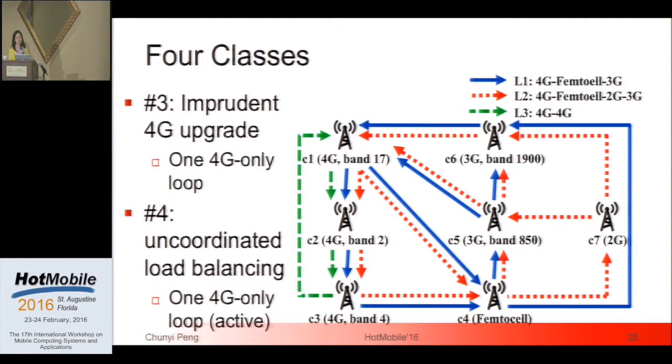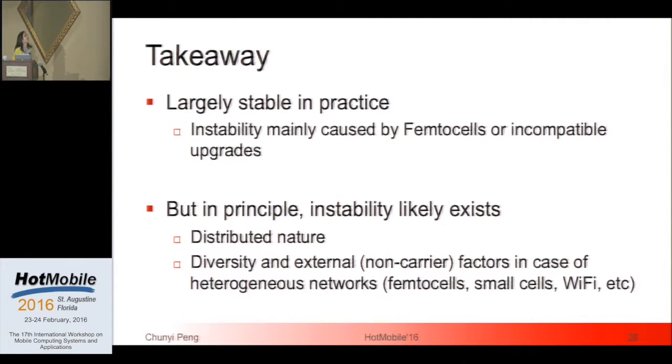Okay, so this roughly gives the summary. One key message I want to emphasize here is that this is the first effort to look into mobility management. Even in our findings, we show mobility management might be unstable, but based on our observation, it is still largely stable in practice. Most of the unstable issues are caused by femtocells or incompatible upgrades.